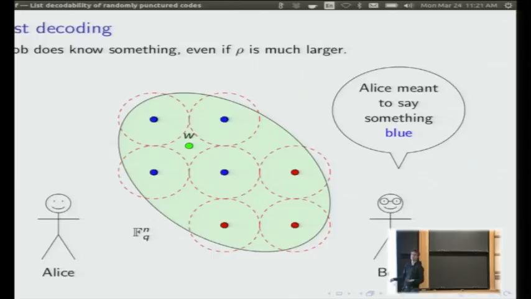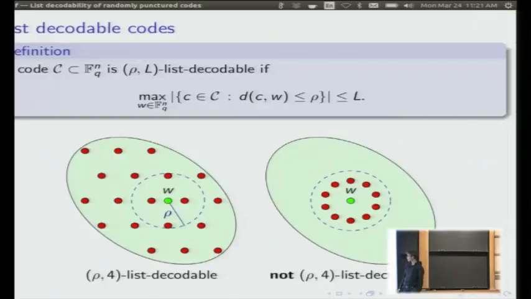She didn't mean to say that. And so now Bob can at least say something. He can recover a short list of possible things that Alice meant to say, even when the error rate is much larger. So more formally, I'm going to say that the code is list decodable if it allows Bob to do this.